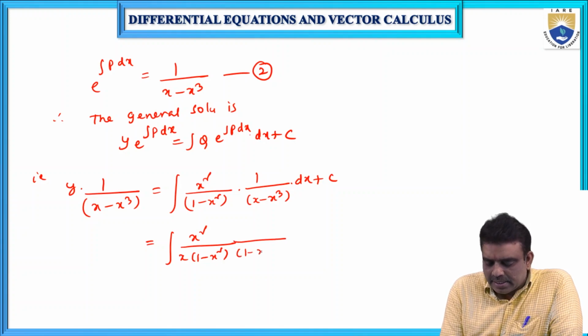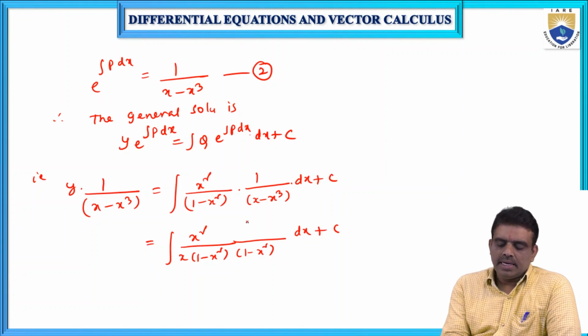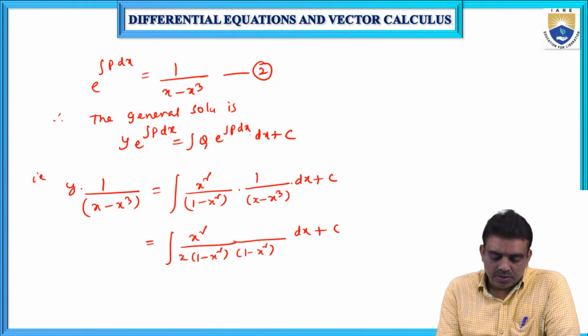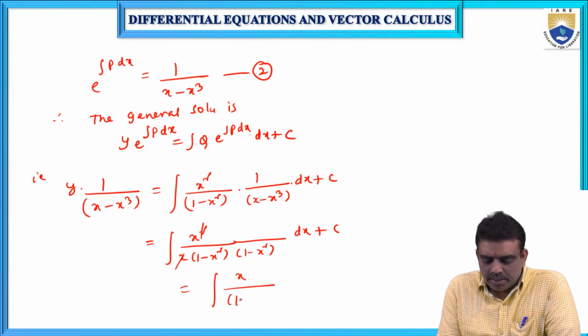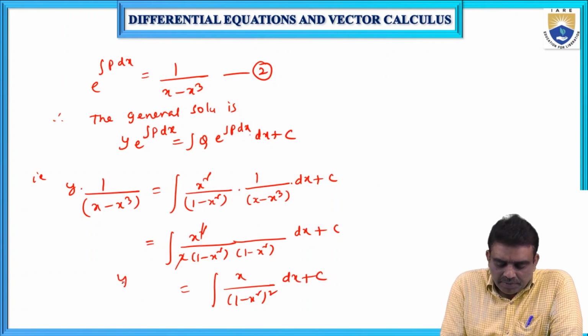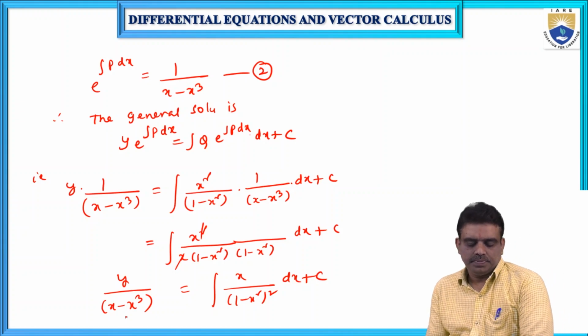And here 1 minus x square, already one term is there, of dx plus c. Taking out x, you'll get 1 minus x square. So x cancels. Integral x by (1 minus x square) whole square of dx plus c. On the left hand side, it is y by x minus x cube.